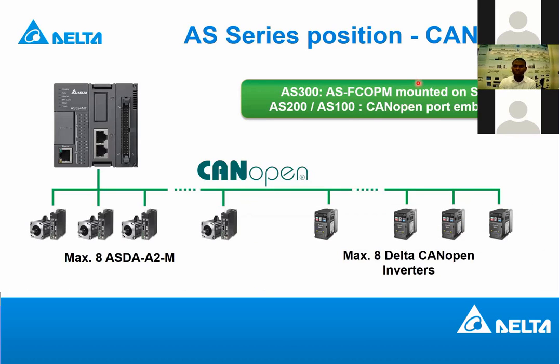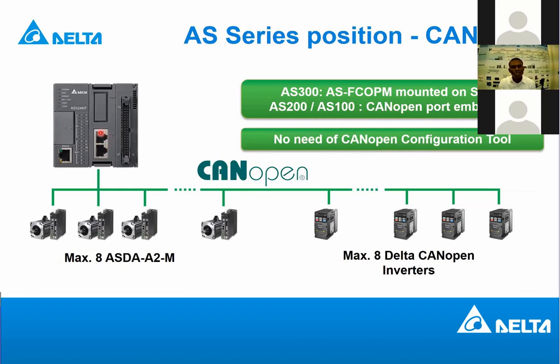As I mentioned earlier, for the AS300 to use CANopen, this is the CANopen card. Hopefully you can see my laser pointer. You install the CANopen card in slot 2, and when you have done this, you are ready to go. You are ready to control your drives, the slaves, using the CANopen communication protocol. For the AS200 and AS100 PLC series, the CANopen port is built underneath the PLC. If you turn the PLC over, you see there is a CANopen port embedded on the PLC itself.